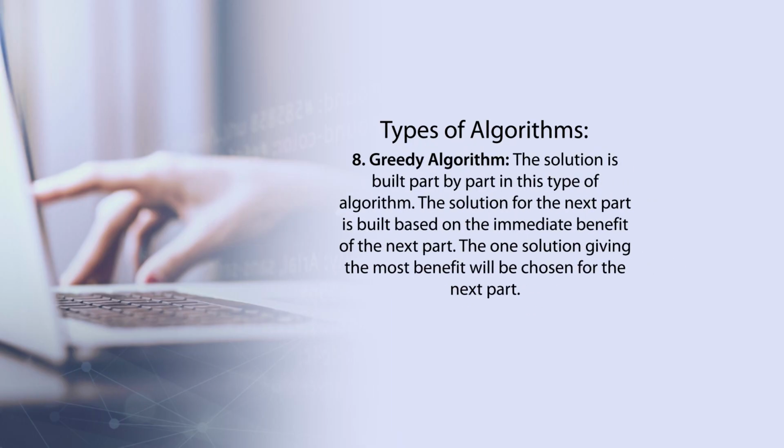The solution is built part by part. In this type of algorithm, the solution for the next part is built based on the immediate benefit. Actually, greedy means when we are greedy for something. So when we solve any problem, we can think about the greedy approach, and the solution giving the most benefit will be chosen for the next part.